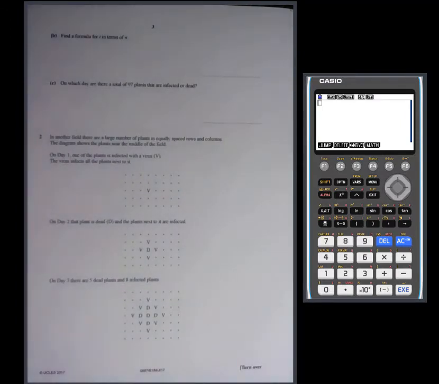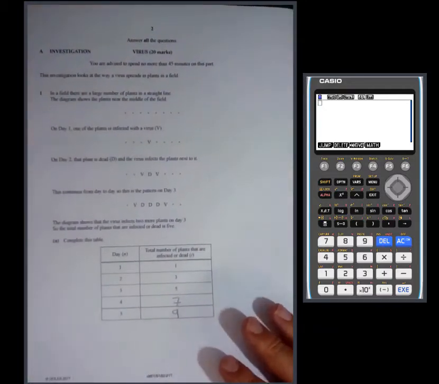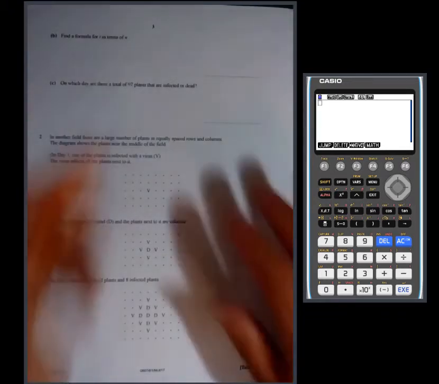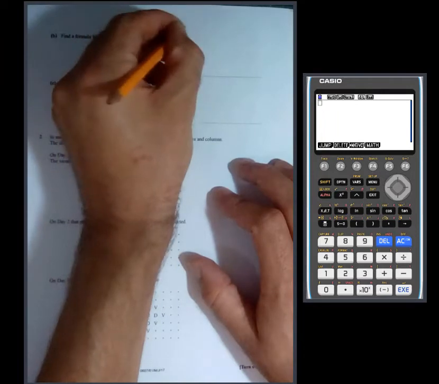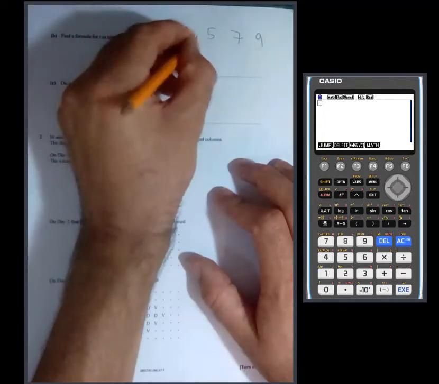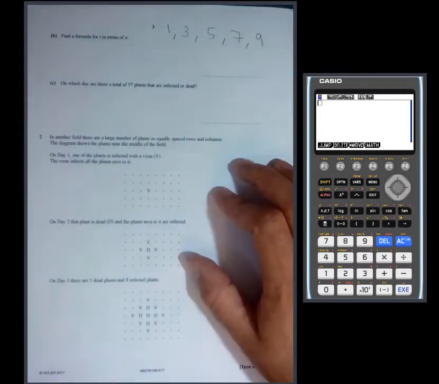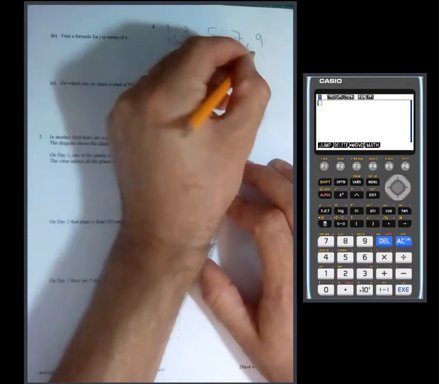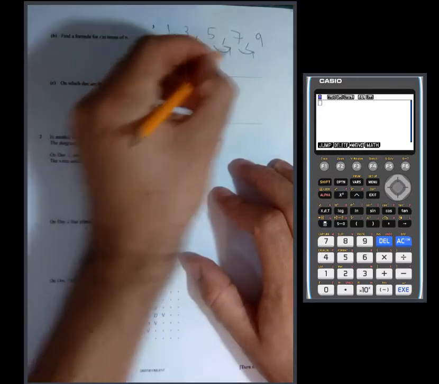Right, find a formula for T in terms of n. So now we're into sequences already. So what I'm going to do, and this is for a communication reason as well, I'm just going to write the sequence out. 1, 3, 5, 7, 9. And looking at that, this has a constant first difference. This is an arithmetic sequence. +2, +2, +2, +2.